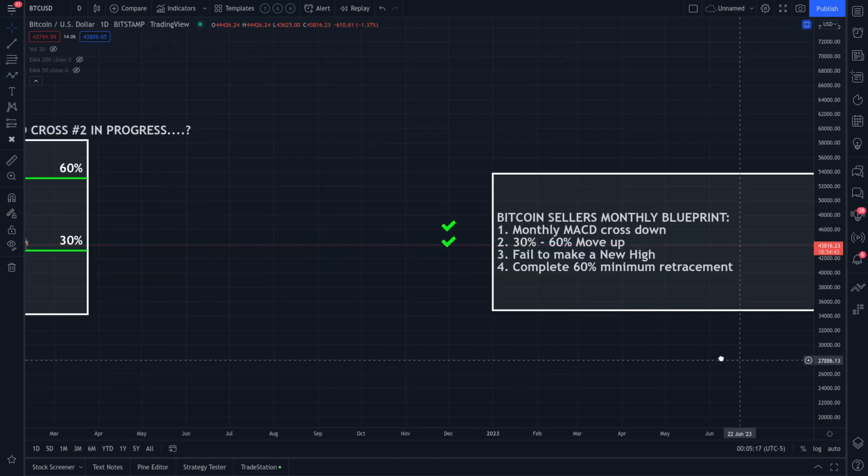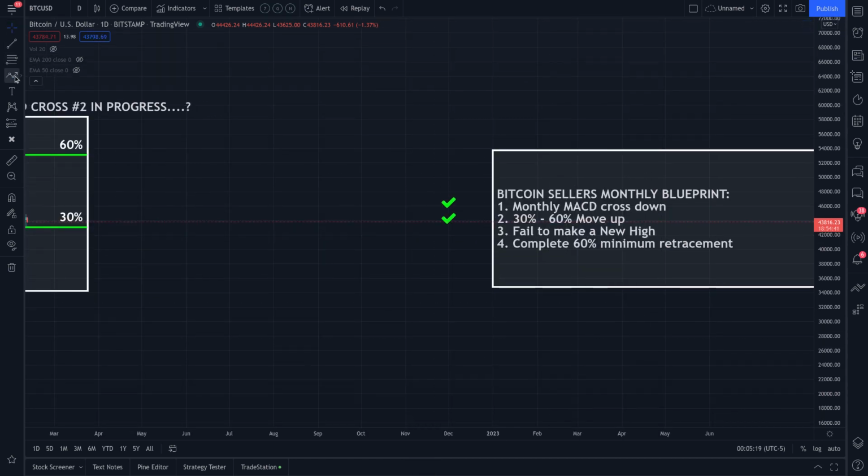Take it easy, bulls. I'm long Bitcoin. But this is the requirement for the sellers if they really want to make this big move to the downside and put Bitcoin in a pretty intense bear market. They must follow 1 through 4. So far, the sellers have accomplished number 1 and number 2. We are in the midst of number 2, the monthly MACD cross. You have to watch the previous video for this to make sense. I'll leave a link for you if you're new. So right now, we are trying to figure out whether or not number 3 is going to happen.